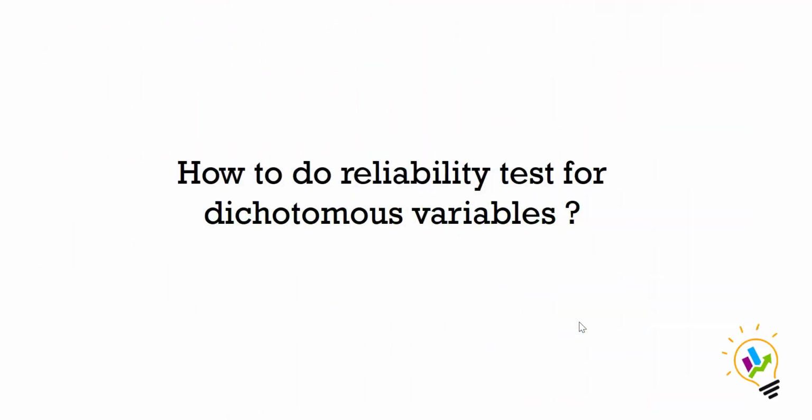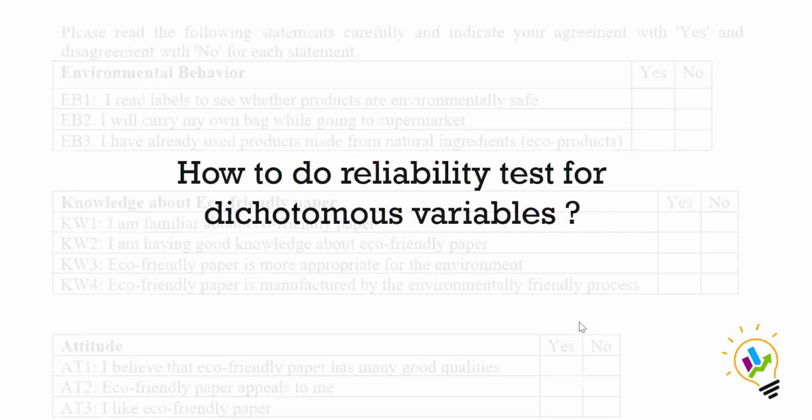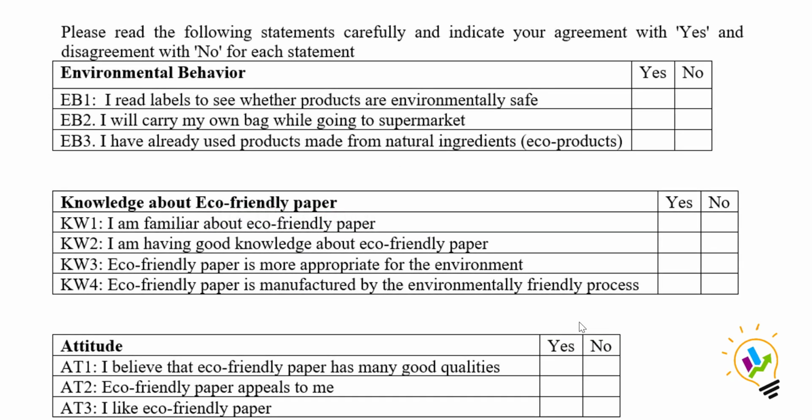How to do reliability test for dichotomous variables? When we want to do reliability test for a group of variables with dichotomous options, like in this case, we have three factors, and the first factor is environmental behavior. And see, this factor has three questions, and each statement has only two options, yes or no.